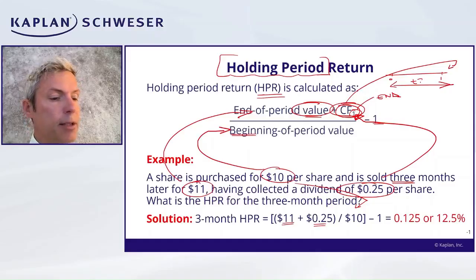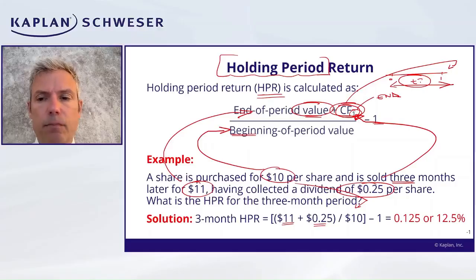To express it as a percentage, you'd multiply it by 100 and express it as 12.5%. So that's the most simple measure of return. One of the problems with it, though, as I've already said, is that it's not standardized to a certain period. But we'll be using holding period returns later on to calculate things like time-weighted return.